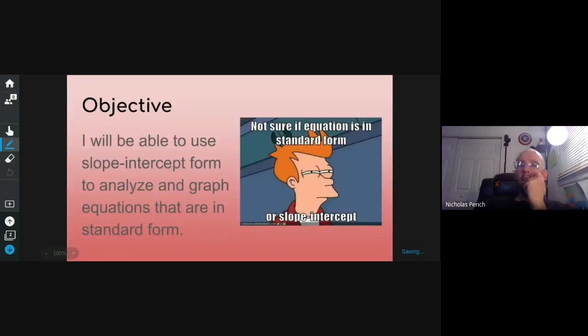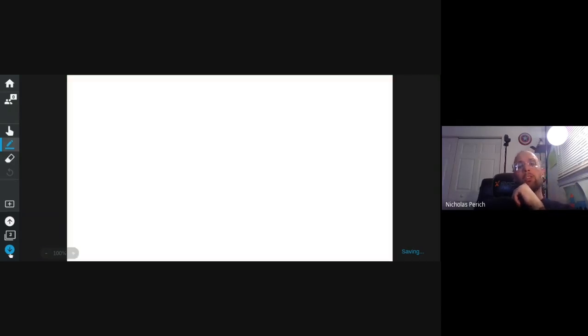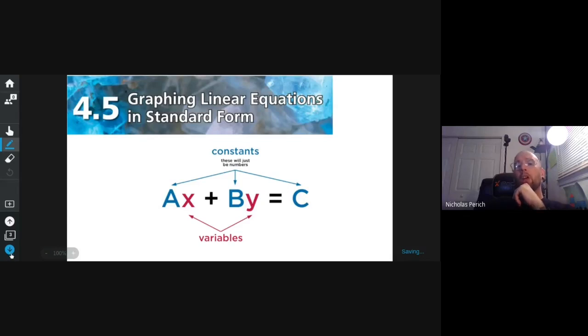So what we're going to talk about today is a little something called standard form. And standard form is not the same as slope-intercept form. This is what standard form looks like. Slope-intercept form is y equals mx plus b. Standard form is when you have x and y on the left and it equals some number on the right.